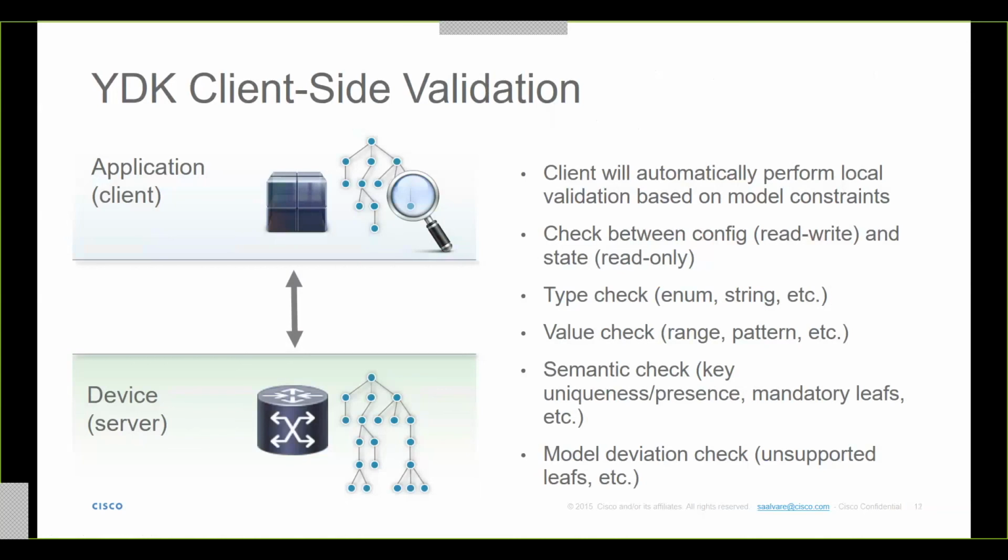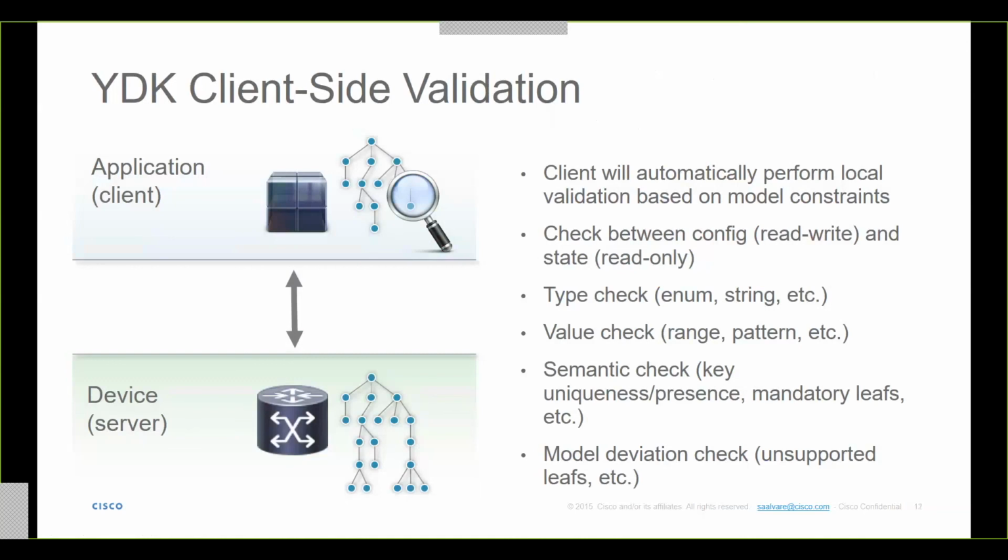Because the APIs are generated from the data models, and the data models not only define the hierarchy of the data, but they also define the data types and valid values, we do all kinds of checks automatically for you.